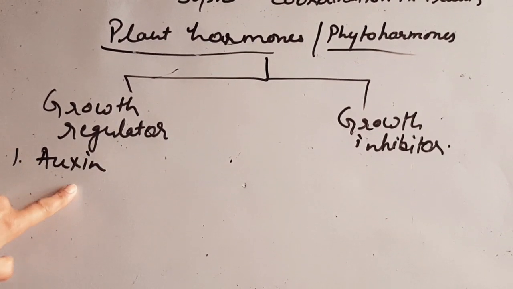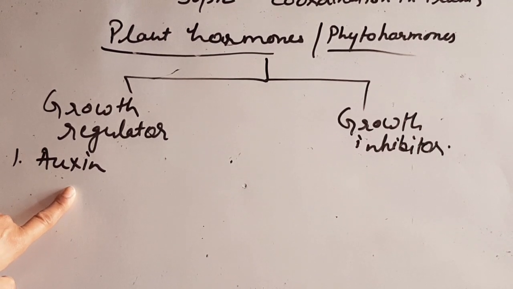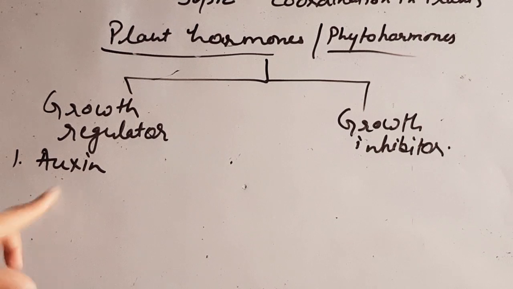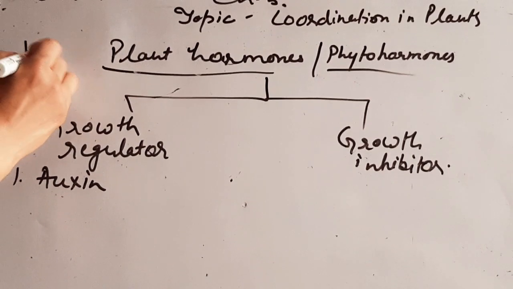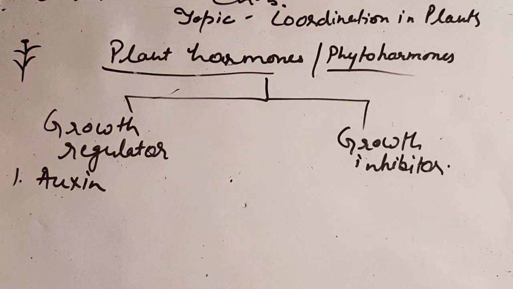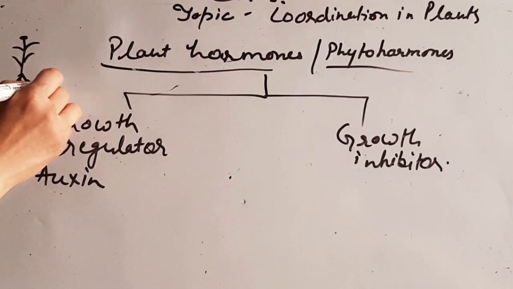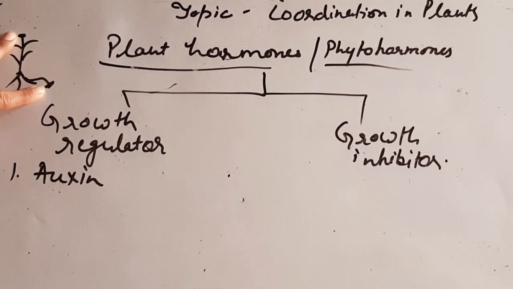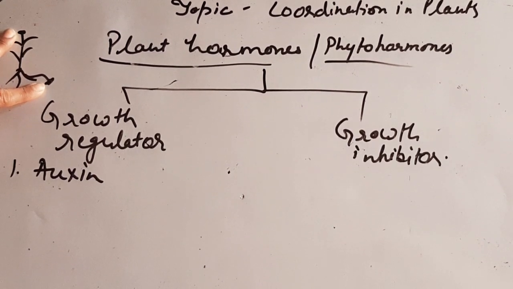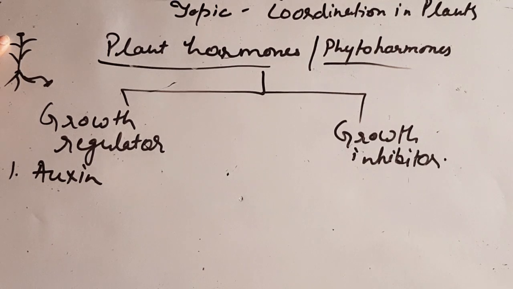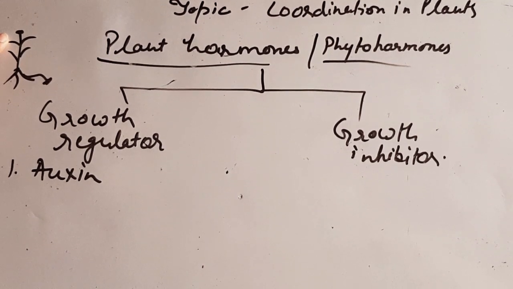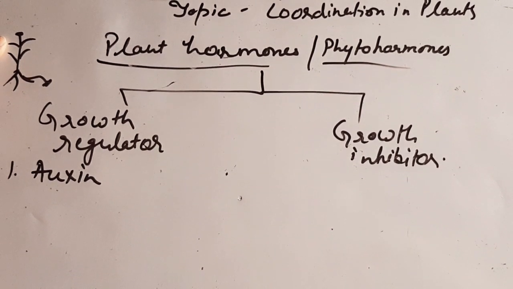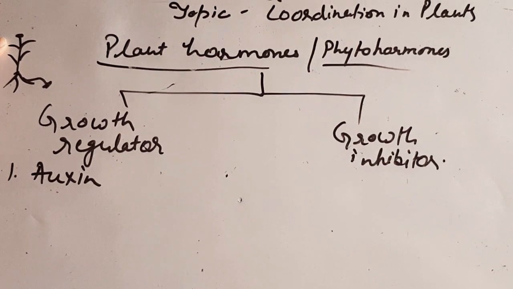Auxin is the hormone which is usually synthesized in the tips of roots and shoots. That means, suppose this is the plant, so in the tips of roots and shoots, this is the shoot tip, this is the root tip, and at this site only auxin is secreted. And one more thing, when light is coming from one side of the shoot of a plant, it diffuses towards the shady side of the plant, which stimulates the cells to grow longer, resulting in the bending of the shoot towards the light.